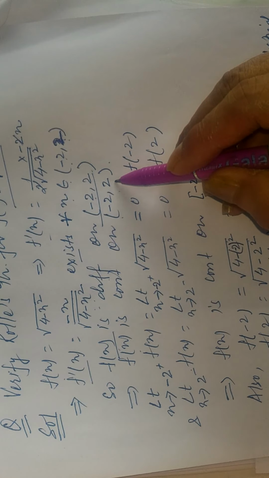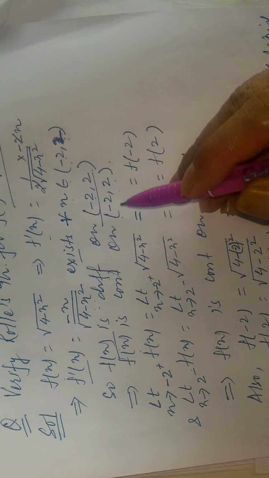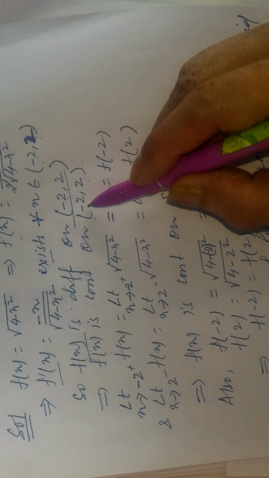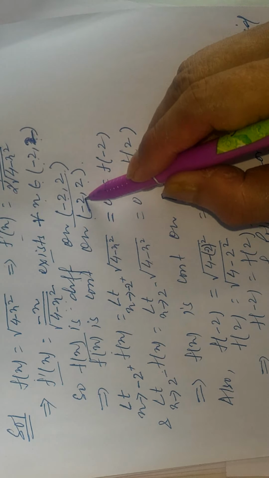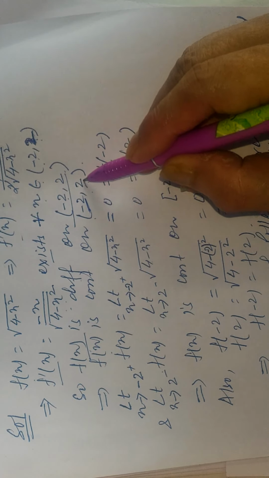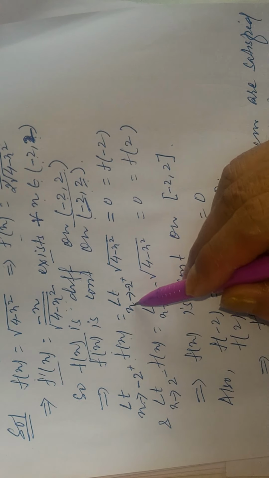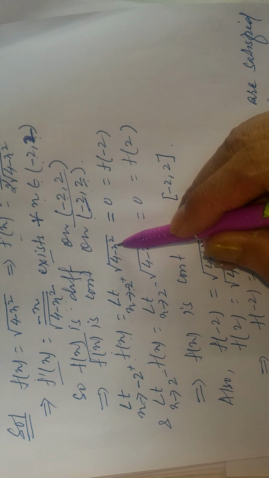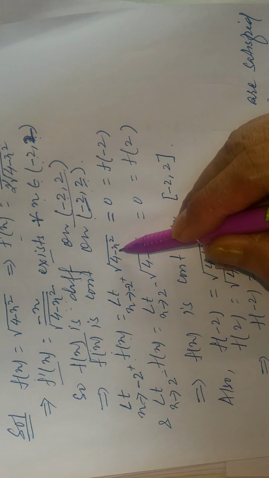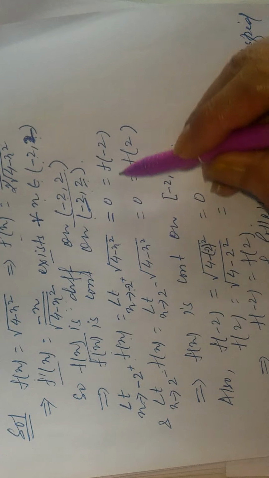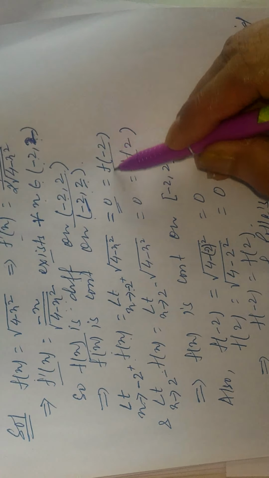Now we have to check the continuity at the endpoints also. For checking the continuity at the endpoints, we'll take the right hand limit at minus 2 and check the left hand limit at 2. So right hand limit at minus 2: limit x tends to minus 2 plus under root 4 minus x square. Put the value of x as minus 2, the square is 4. So it gives you 0, which is equal to f of minus 2.